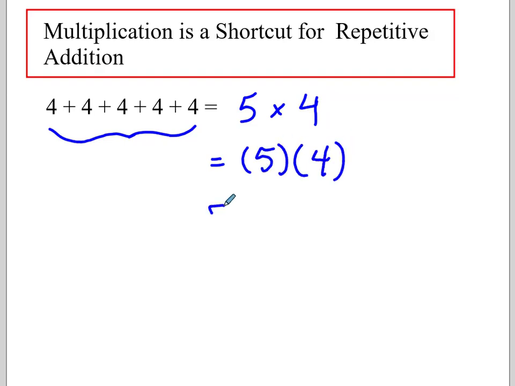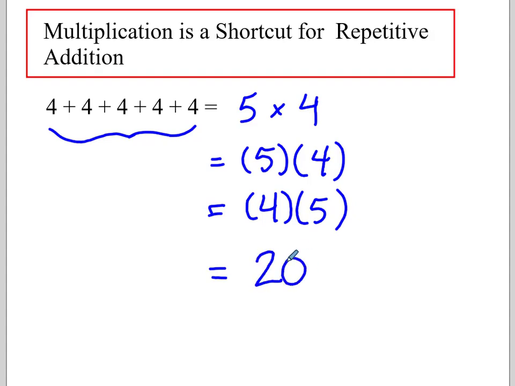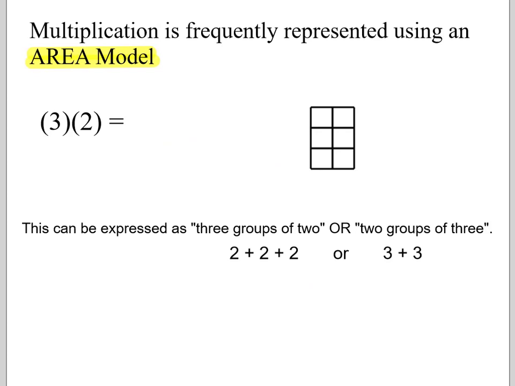We could also change the order. We could say that's 4 times 5. And in the end, all of this is worth 20. Okay, so it's a shortcut for repetitive addition.